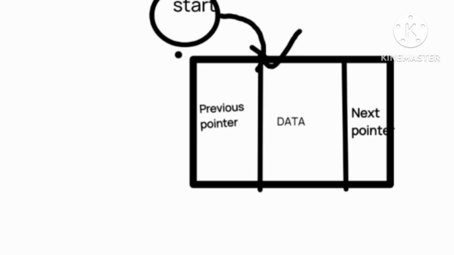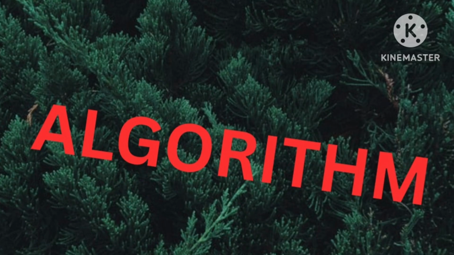Now here is the structure of the node, which consists of two pointers. One is the previous pointer and another is the next pointer, which is pointing to the next node in the list. And the third part is the data value that is stored in the node. In this way we can traverse the list in both directions, as compared to the singly linked list, which traverses only in a single direction.